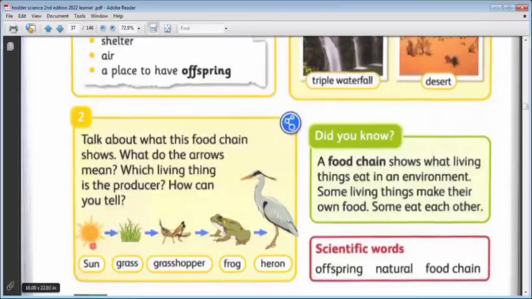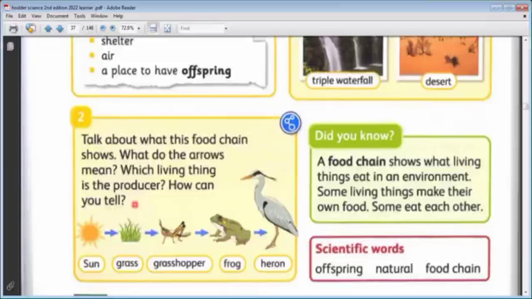Okay, so what do we call the grass? We call the grass a producer. Why do we call the grass a producer, Sabah? Why do we call the grass, or any plant, a producer?